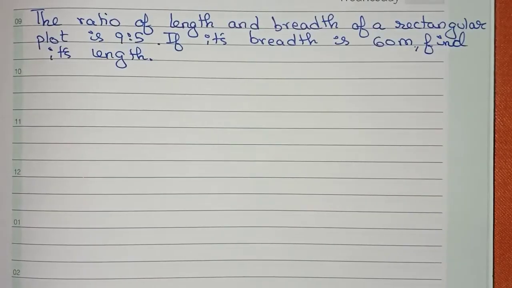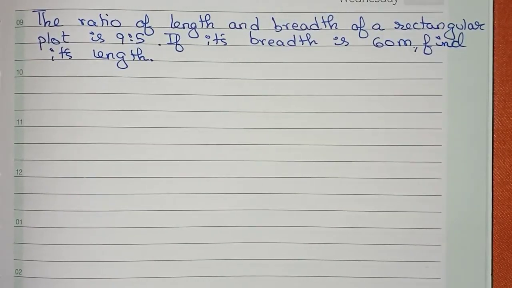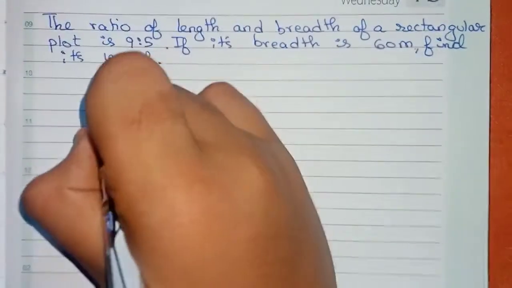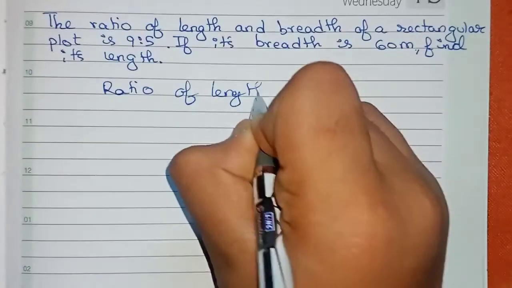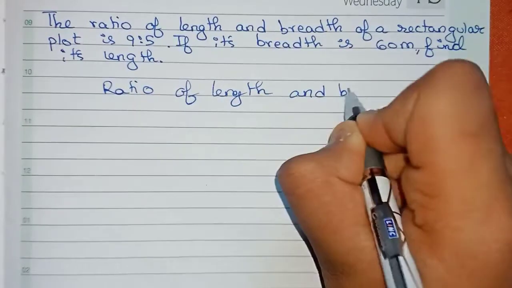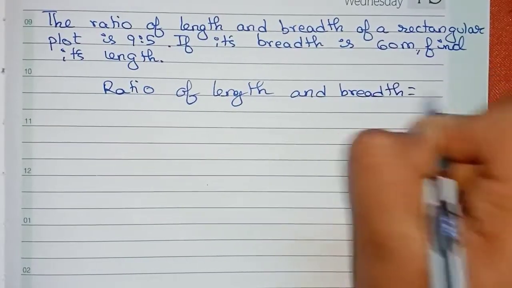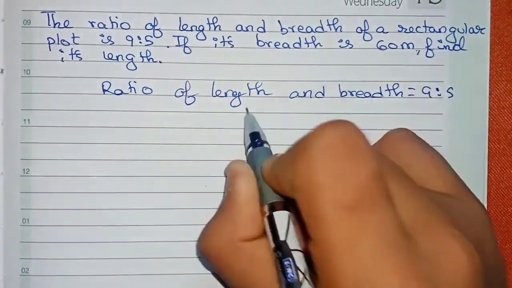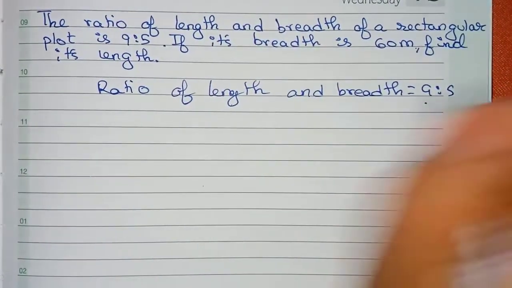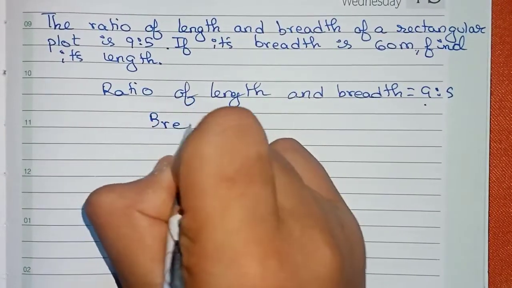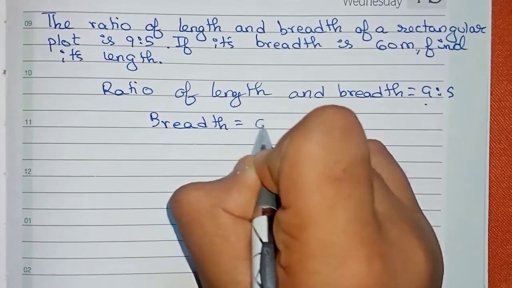So our next and the last question is: the ratio of length and breadth of a rectangular plot is 9:5. If its breadth is 60 meter, find its length. So this is our question, and I solved this. So first we have the ratio of length and breadth, that is equal to, given, 9:5. As length comes first, 9 is for length and breadth comes second, so 5 for breadth. So now breadth equals 60 meter as given in the question.